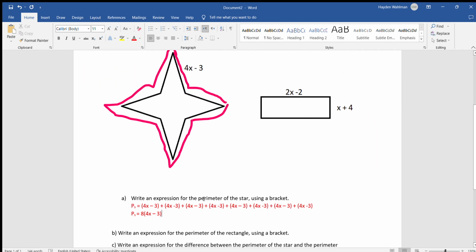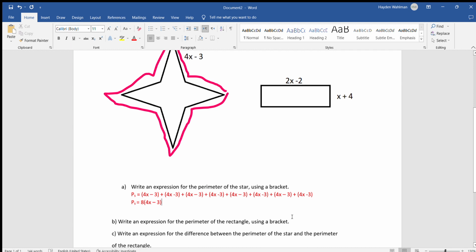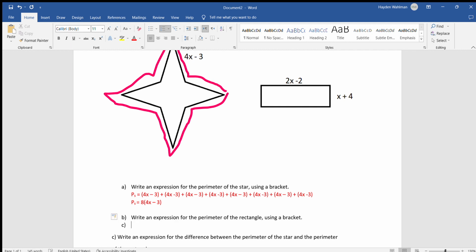So now let's do the perimeter of the rectangle. Well, the perimeter of the rectangle is this plus this plus this plus this. And we know these two sides, but what's this side down here? Well, it's the same, right? We just add it all up. So we have, let's add it all up.